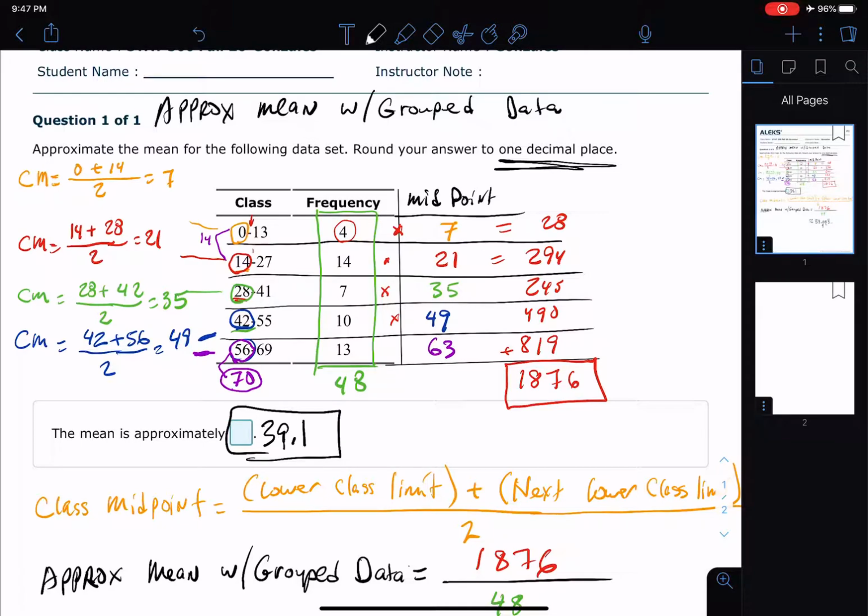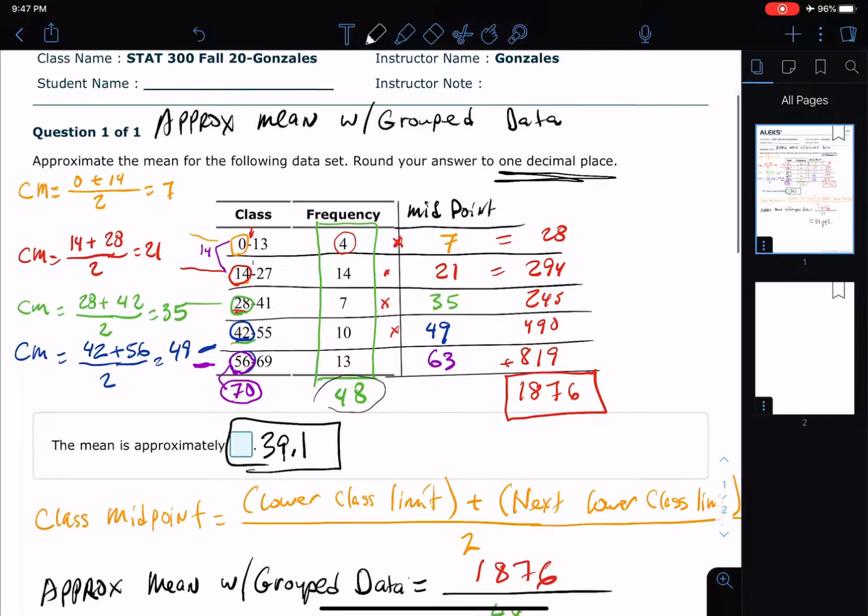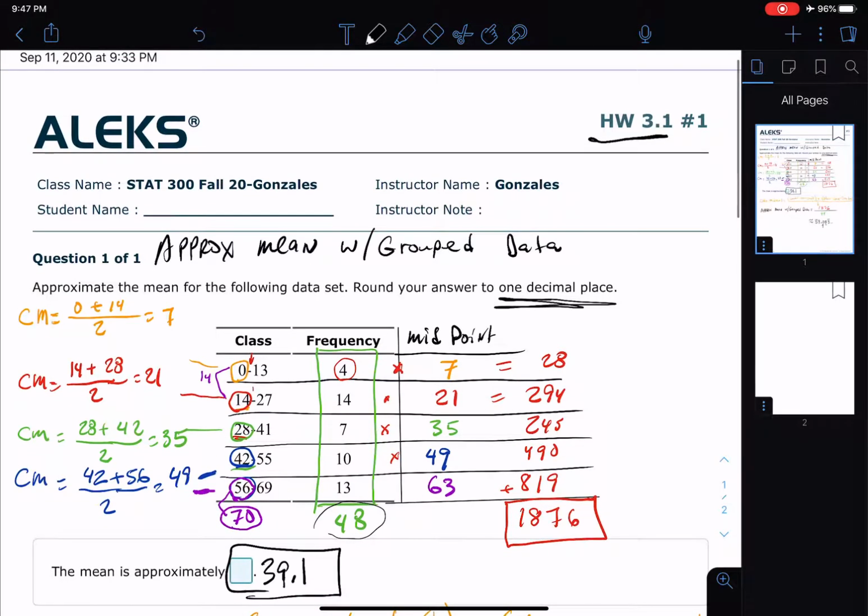Use the midpoint, multiply it by the frequency, add them all up, divide by the sum of frequencies. And that is it. So that's 3.1 on the assignment side. Of course, we do have more in 3.1, but that was embedded in the adaptive ALEKS questions, and I'll do a video for that as well.